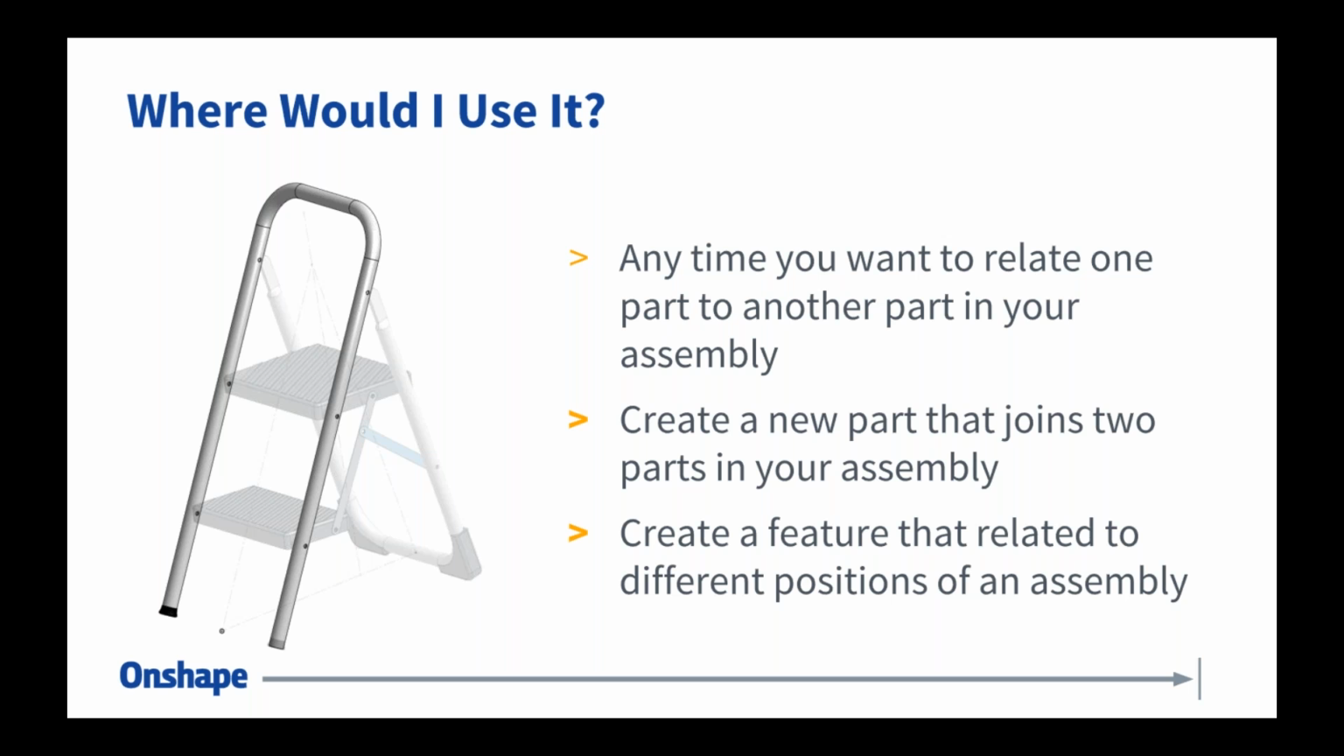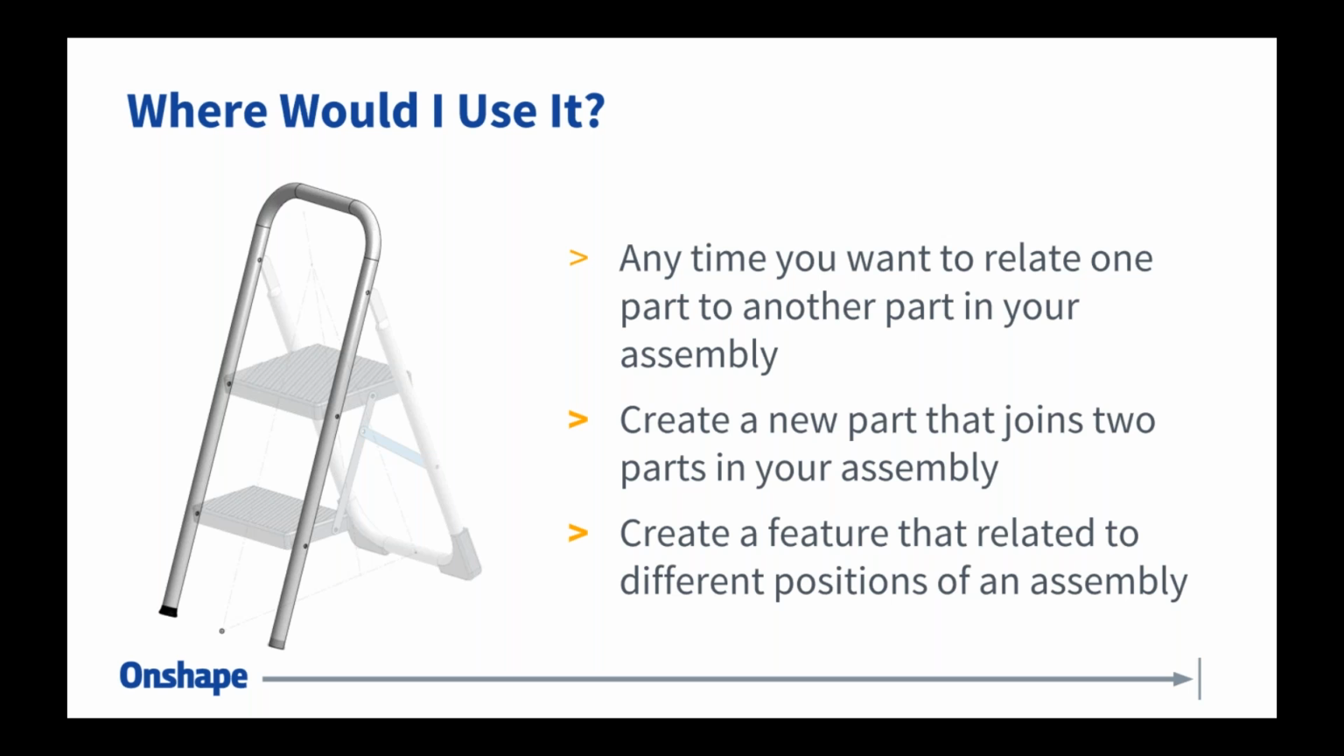So you can create a new part and you can create a feature that's related to different positions of an assembly. An example would be this folding step stool. I have an open and closed position to a folding step stool, and there are features that really need to tie into that. I need to create a cut in the frame bar to accommodate the open and closed positions so that it stops at both positions. I need to create a cut in the step that perfectly lines up with the frame bar at that fully opened position.